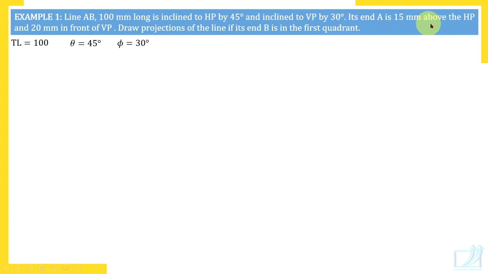End A is 15 mm above HP and 20 mm in front of VP. There are infinite points on the line, but there is one point on the line, that is end A, whose position from HP as well as VP we know. The point whose position from both the reference planes is given or known is the reference point, also called the fixed point. So, end A is 15 mm above HP and 20 mm in front of VP.